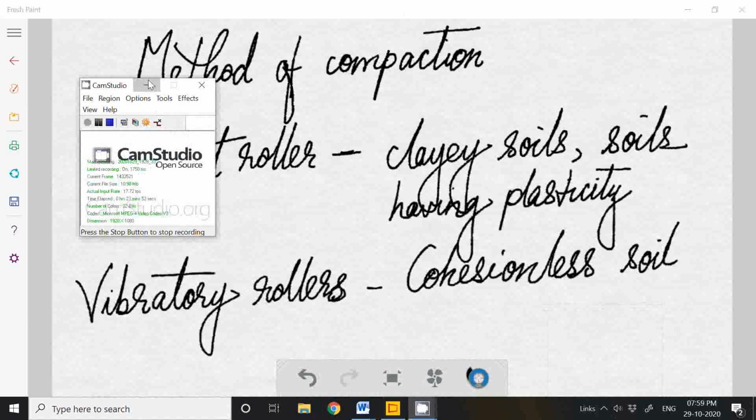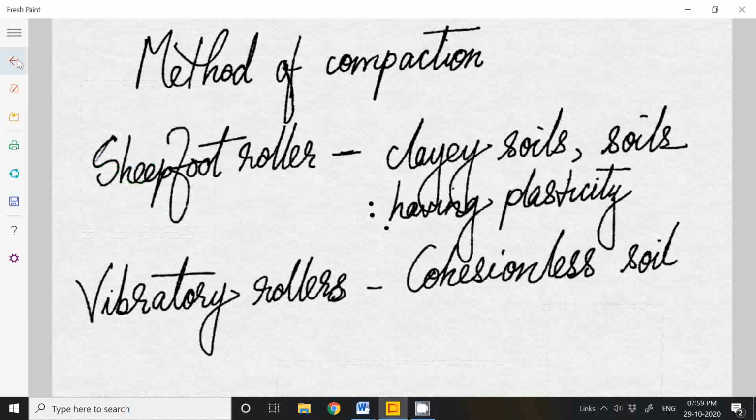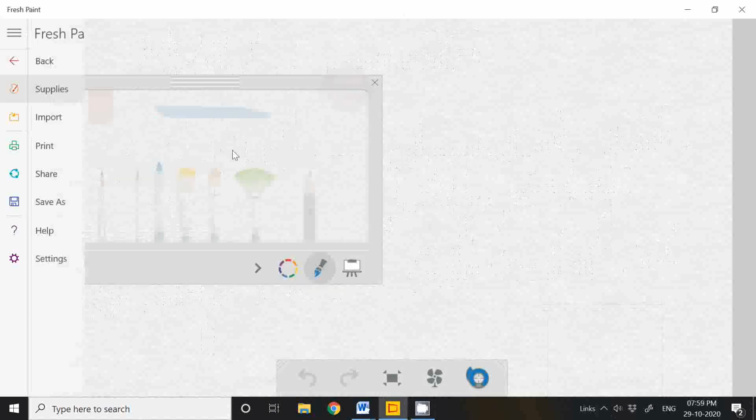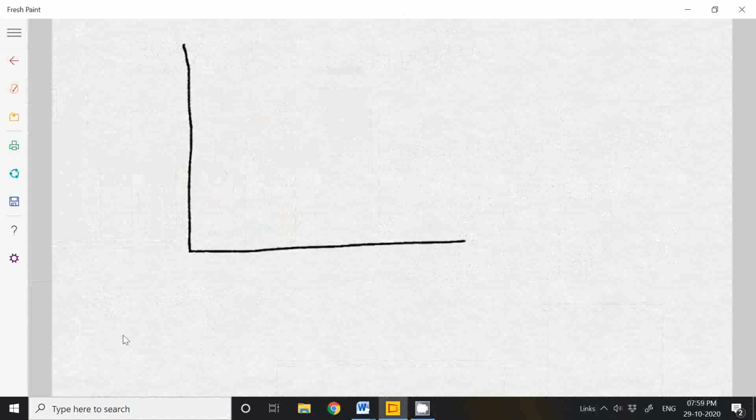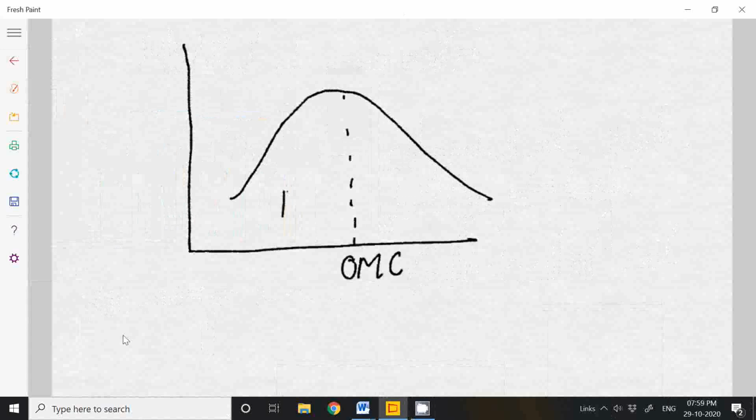Now let us discuss something about the orientation of particles in the soil sample, on the dry side and on the wet side of the optimum moisture content. Suppose this one is the curve. This is the optimum moisture content. This one is the dry side. This one is the wet side.